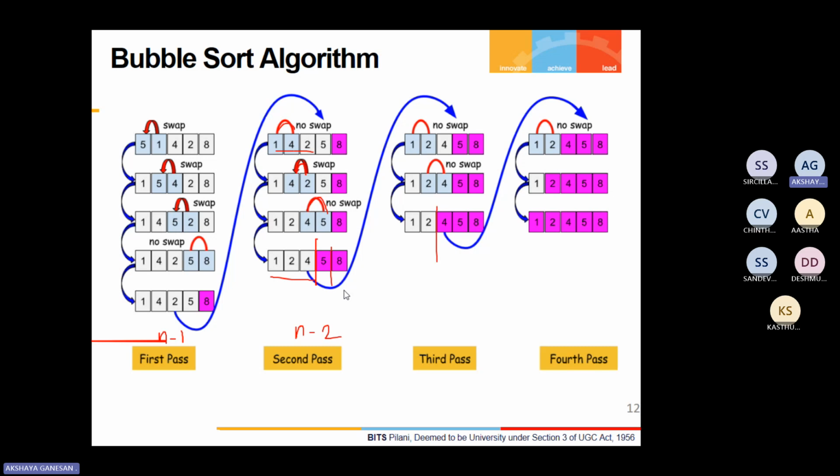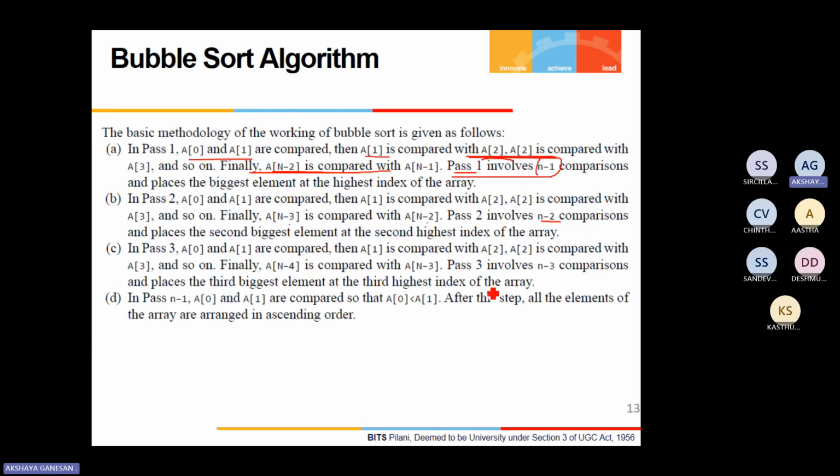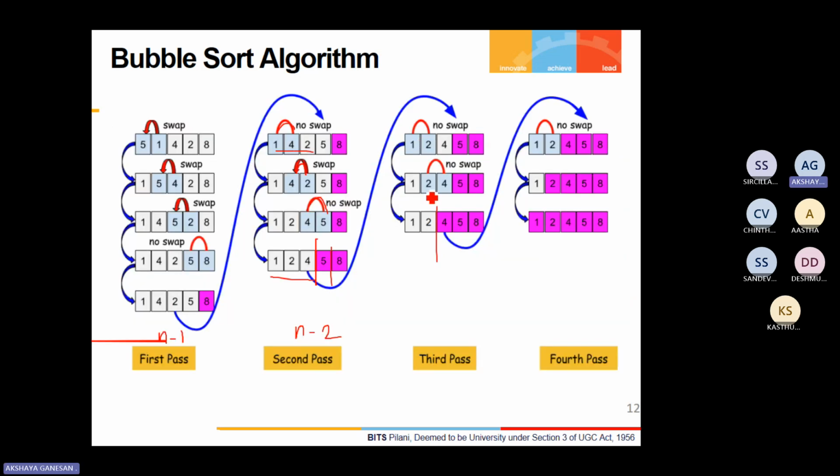Similarly, it will keep on reducing every pass. So in the next pass, third pass, you will do comparison only till n minus 3. So it will involve only n minus 3 comparisons. So in this example, if you see, 1 comparison, 2 comparisons, n minus 3. N is 5, right? So n minus 3, 2 comparisons are only done. Okay, so that's how every time the number of comparisons will reduce.